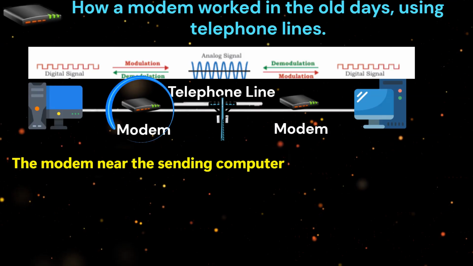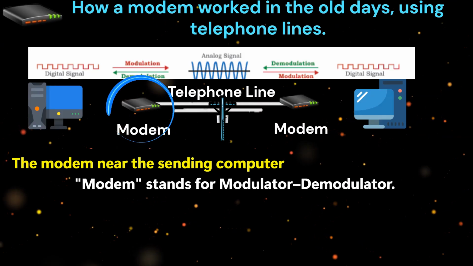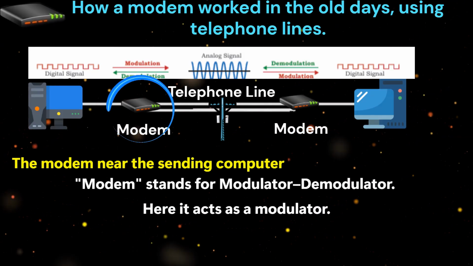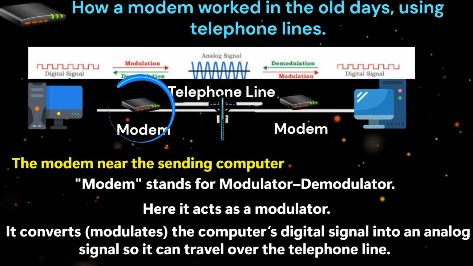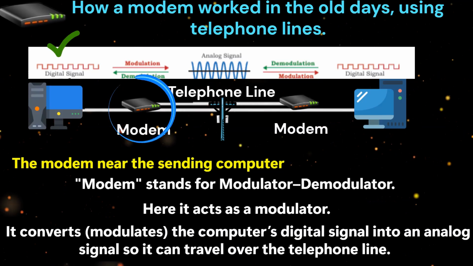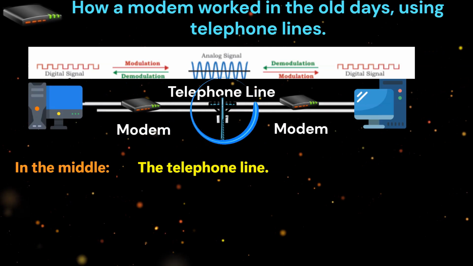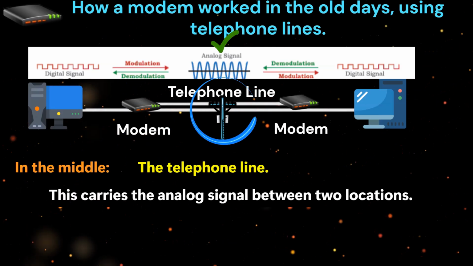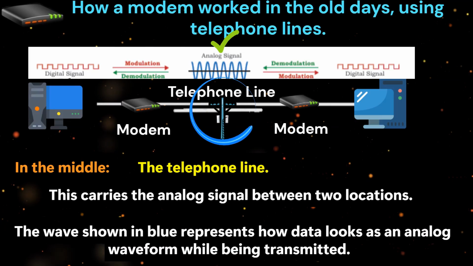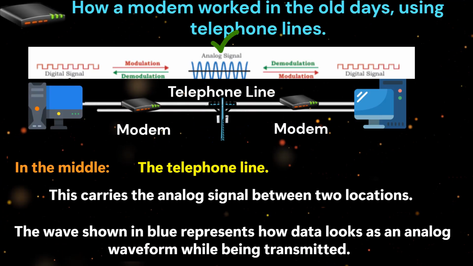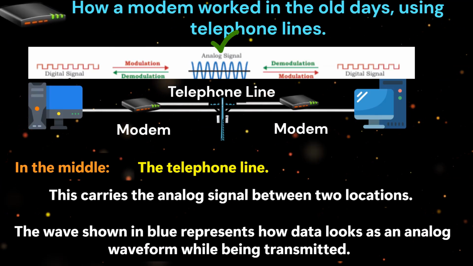The modem near the sending computer. Modem stands for modulator, demodulator. Here it acts as a modulator. It converts, modulates, the computer's digital signal into an analog signal so it can travel over the telephone line. In the middle, the telephone line. This carries the analog signal between two locations. The wave shown in blue represents how data looks as an analog waveform while being transmitted.